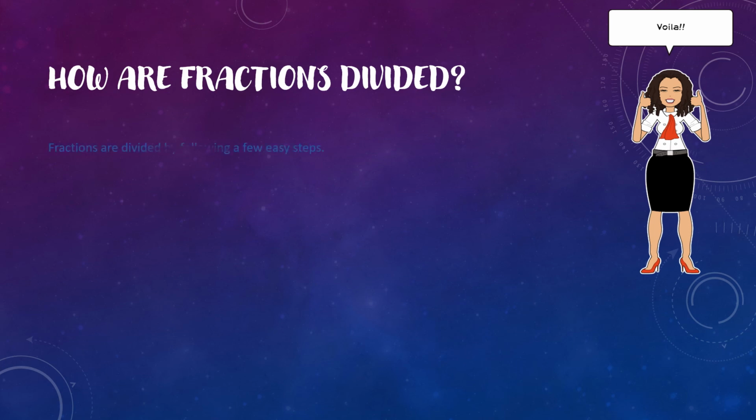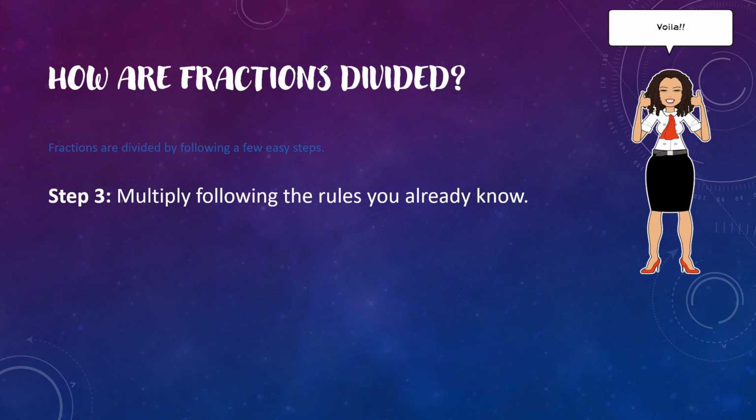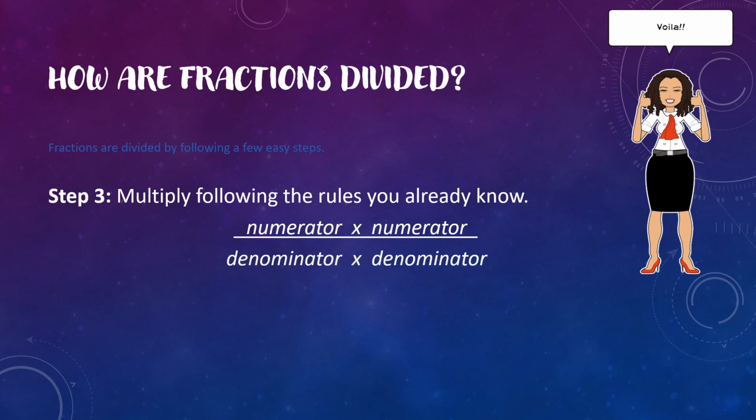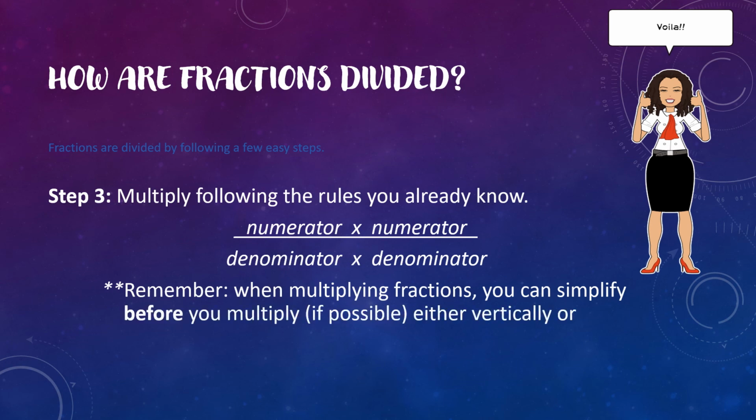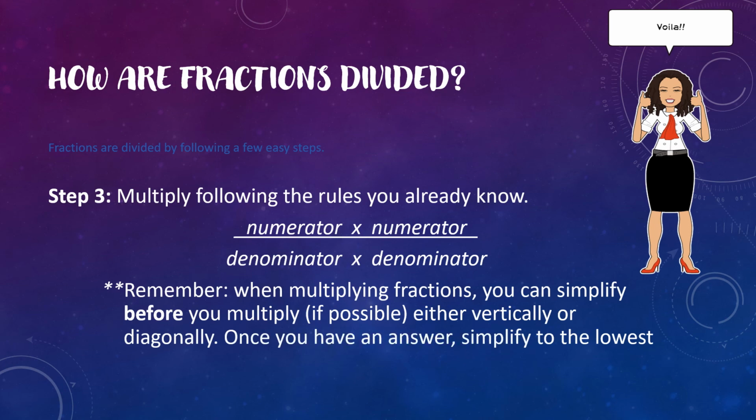Okay, so we're continuing now with how are fractions divided. This is step 3. You want to multiply following the rules you already know. Numerator times numerator, denominator times denominator. But remember, when multiplying fractions, you can simplify before you multiply if possible, and you can do this either vertically or diagonally. Once you have an answer, simplify to the lowest possible term whenever you can.